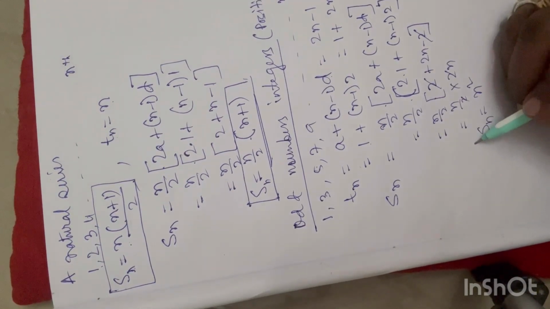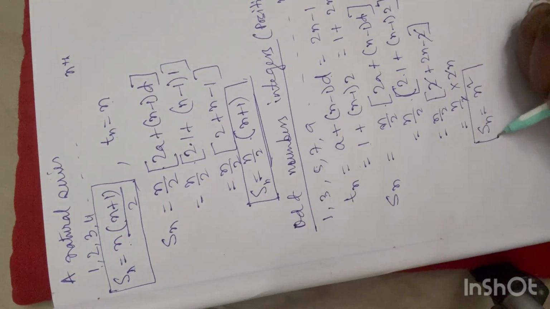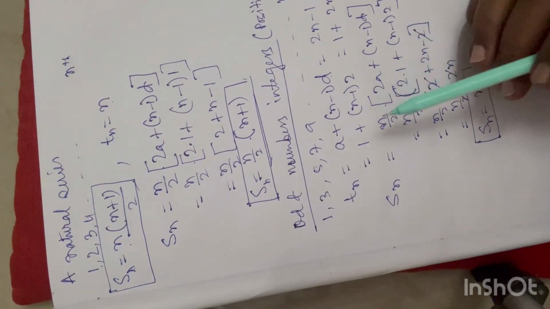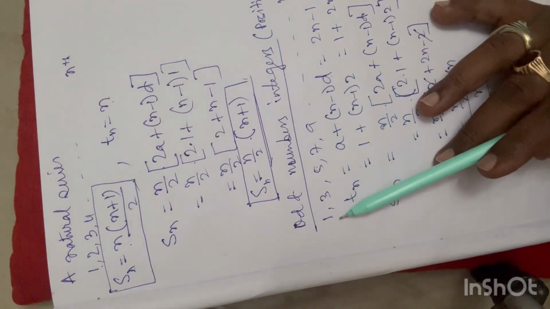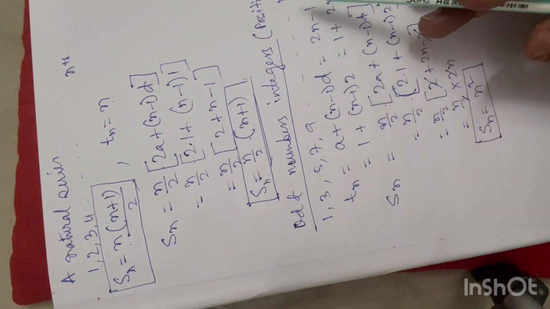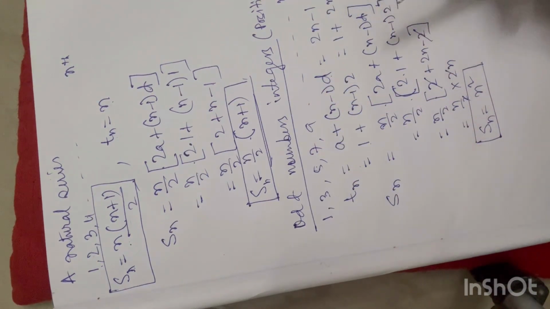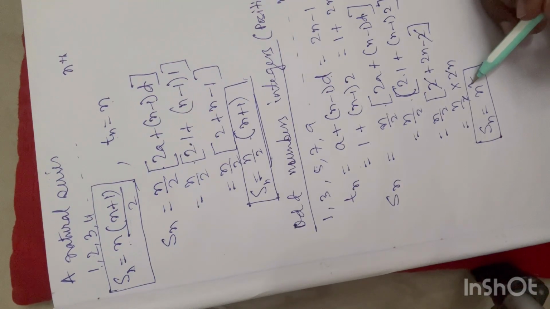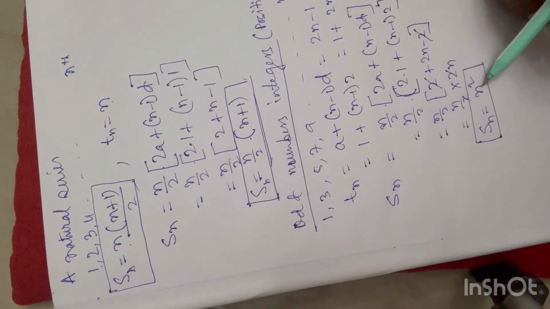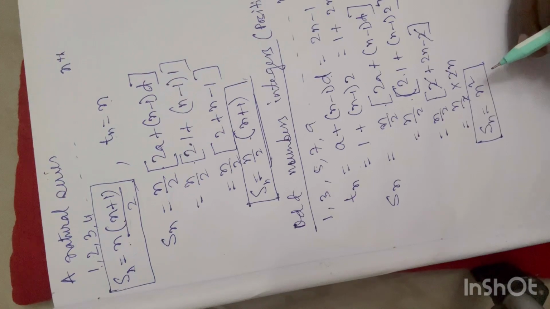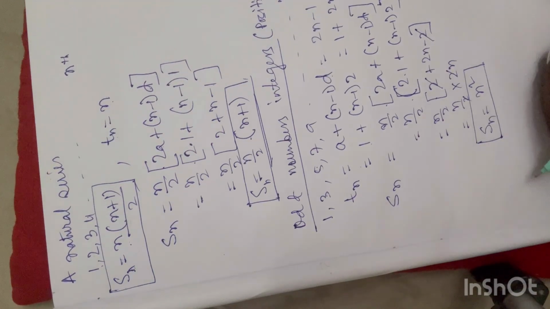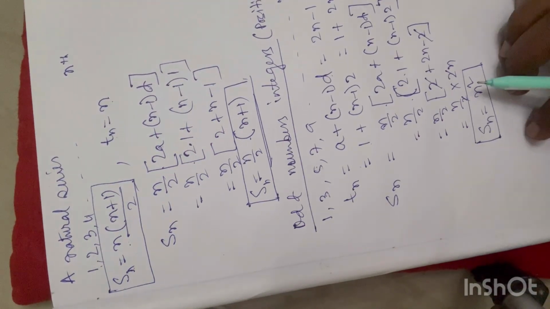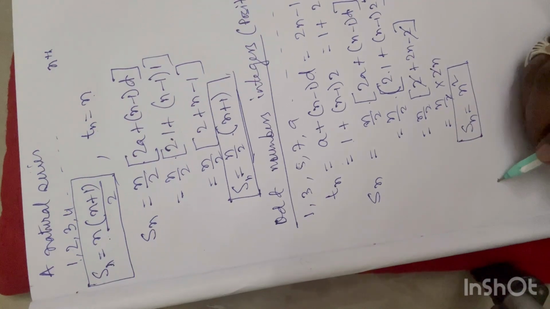Now this is also an empirical formula for odd numbers starting from 1 and taking up to the nth term. So the sum will be the number of terms square. Okay, so this is one formula. The next one will be your even number series.